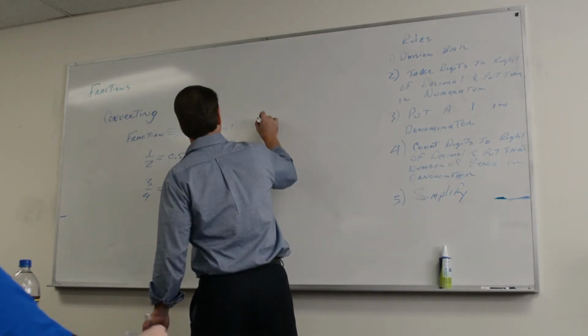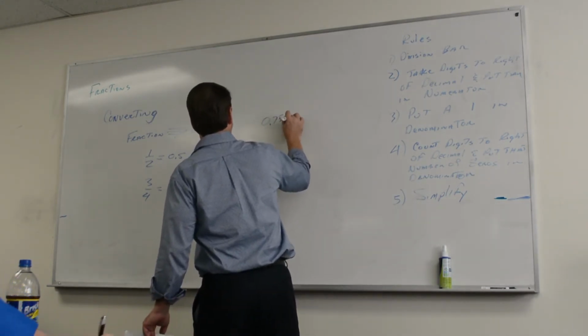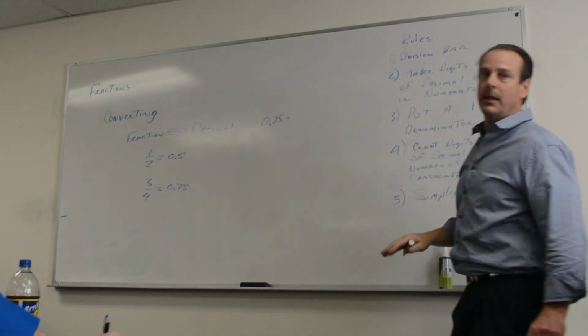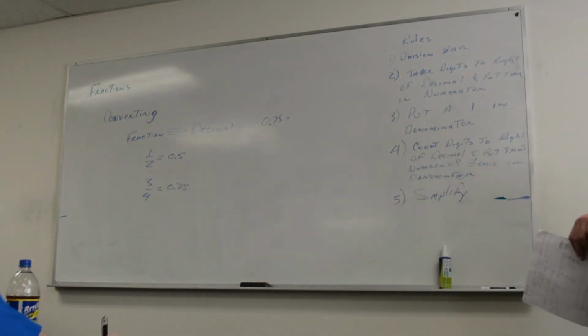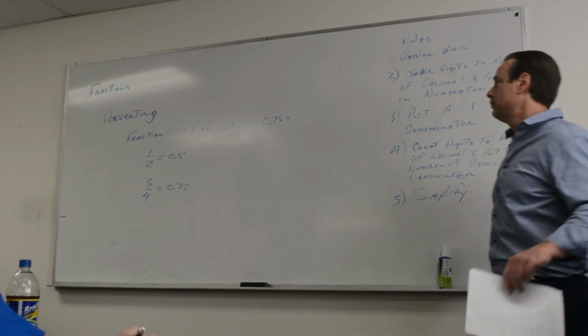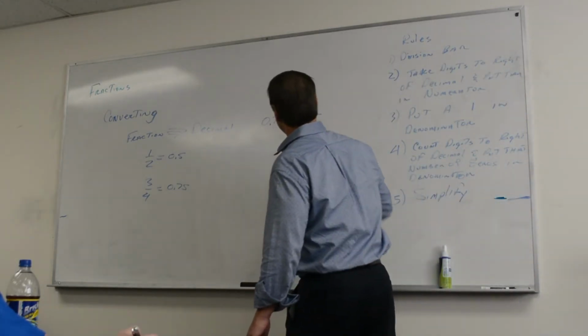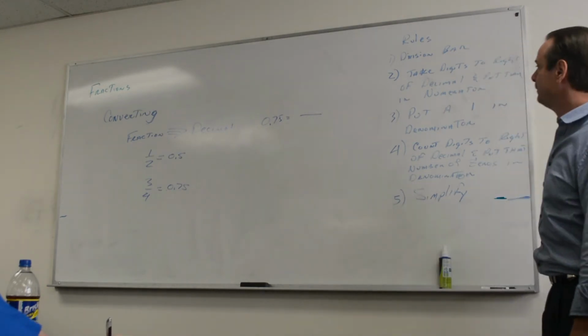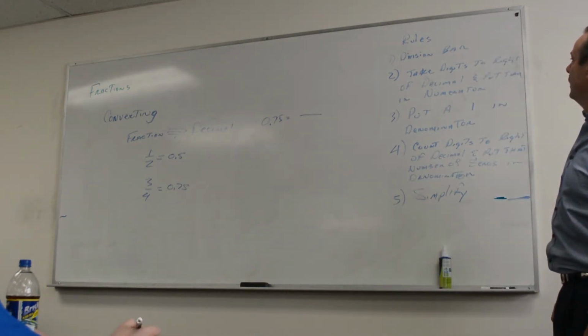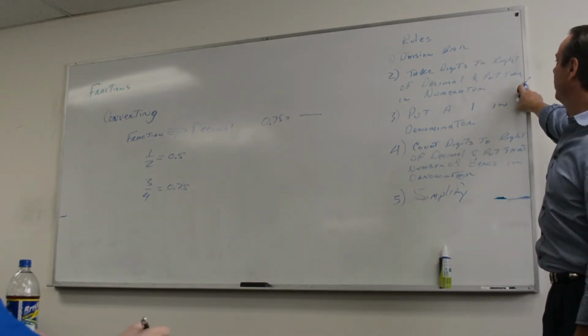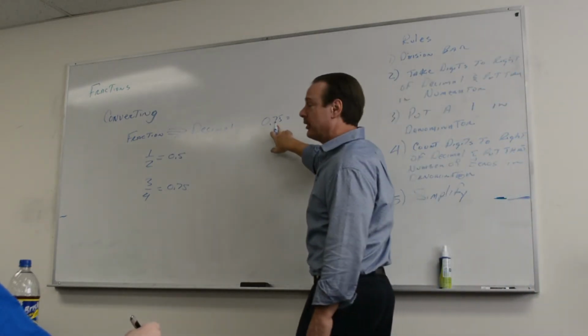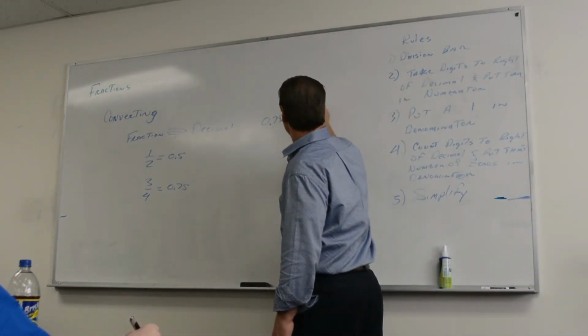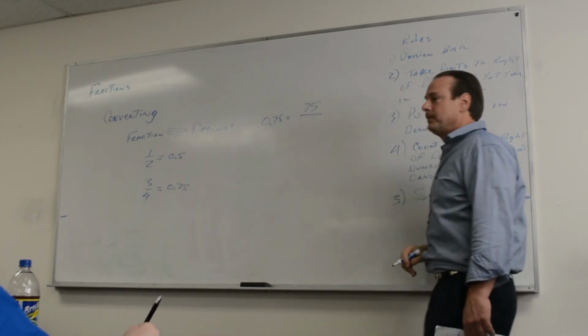All right, let's do 3/4. We already know it's 0.75, right? Now let's follow our sequence of the steps here and let's see if we can change this to a fraction. Step 1, easy. Put a division bar. Boom, it's done. Step 2, take the digits to the right of the decimal and put them in the numerator. There's 2 digits here to the right of the decimal. I'll put those directly in the numerator, 75.